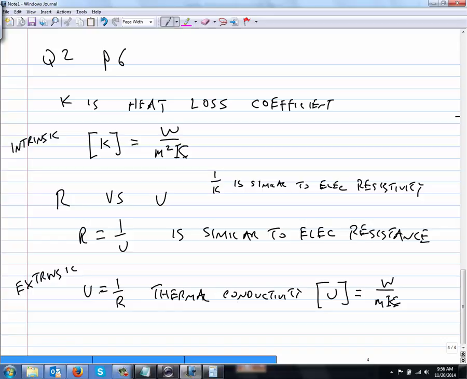It depends on how much you have, because the resistance depends on how long the wire is. Okay, so hopefully we understand the difference between K and R now. And you could go and look in a book to see what the K value is for different materials.